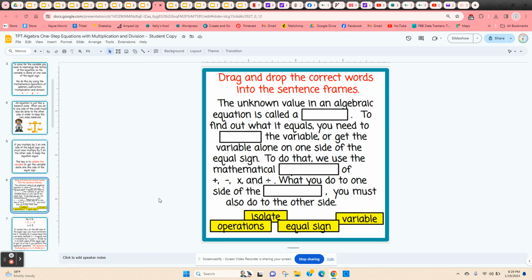Now, students on slide 6, they're going to be moving these terms into place. So after you've gone through the first 5 slides, they're going to just click and hold on the edge of each of these and put them in the correct place in the sentence frames. So the unknown value in an algebraic equation is called a variable. Just a review of what you just went over. So they click and hold on the edge, and then they can just move that into place. And then they're going to do that with the other 3 terms also.